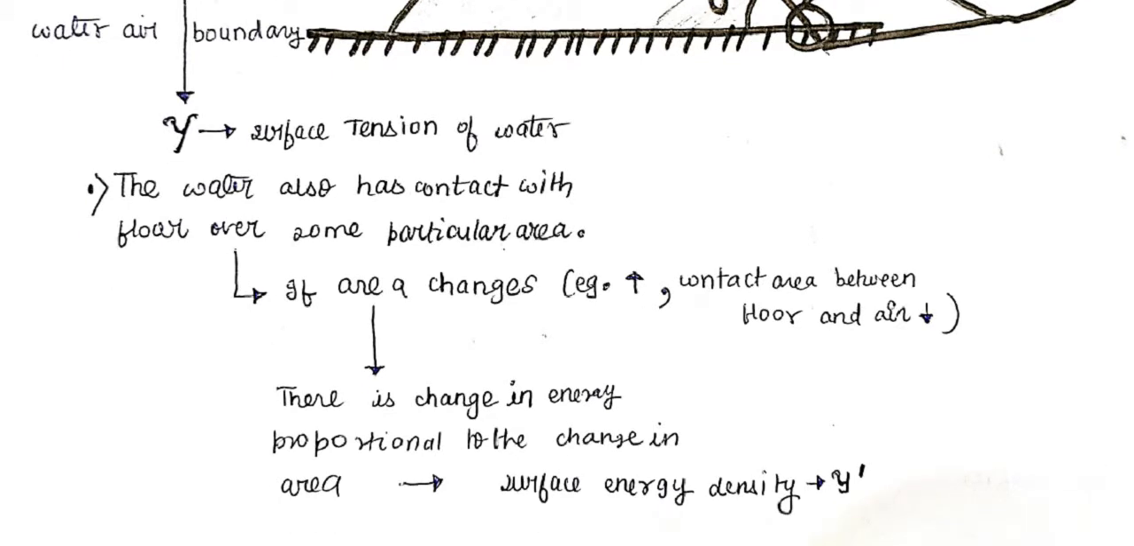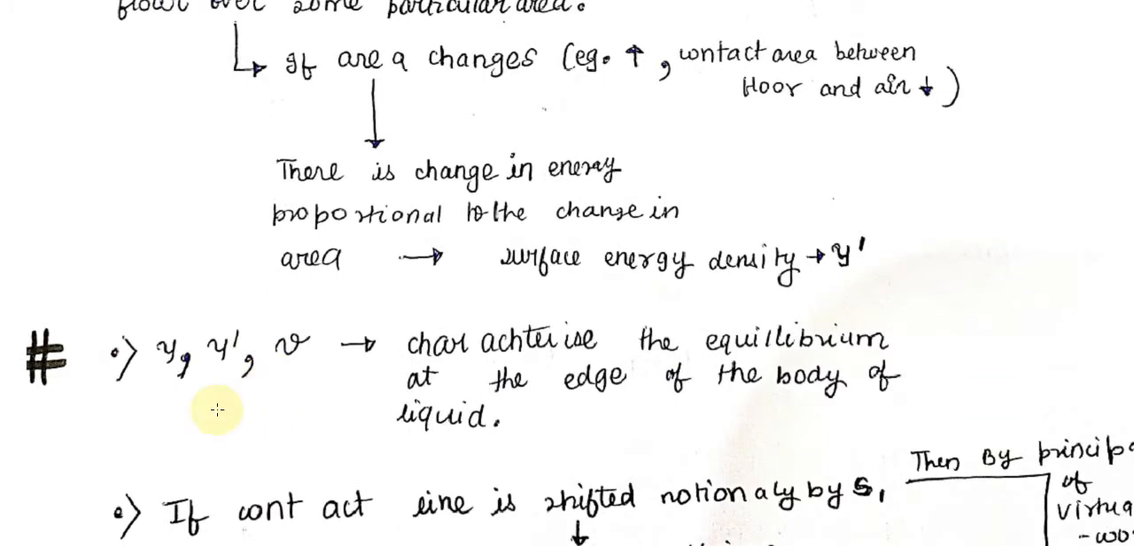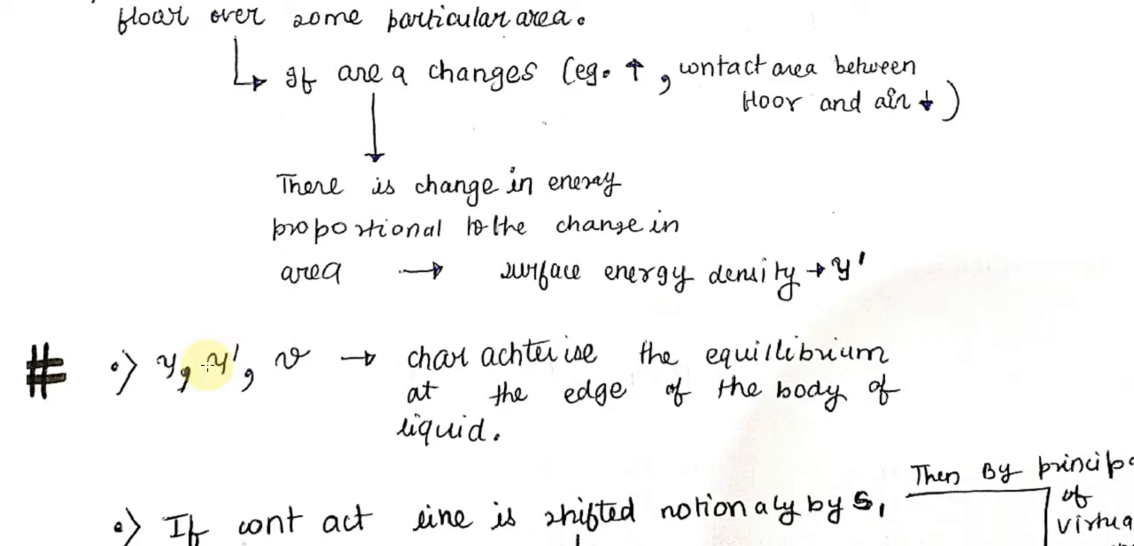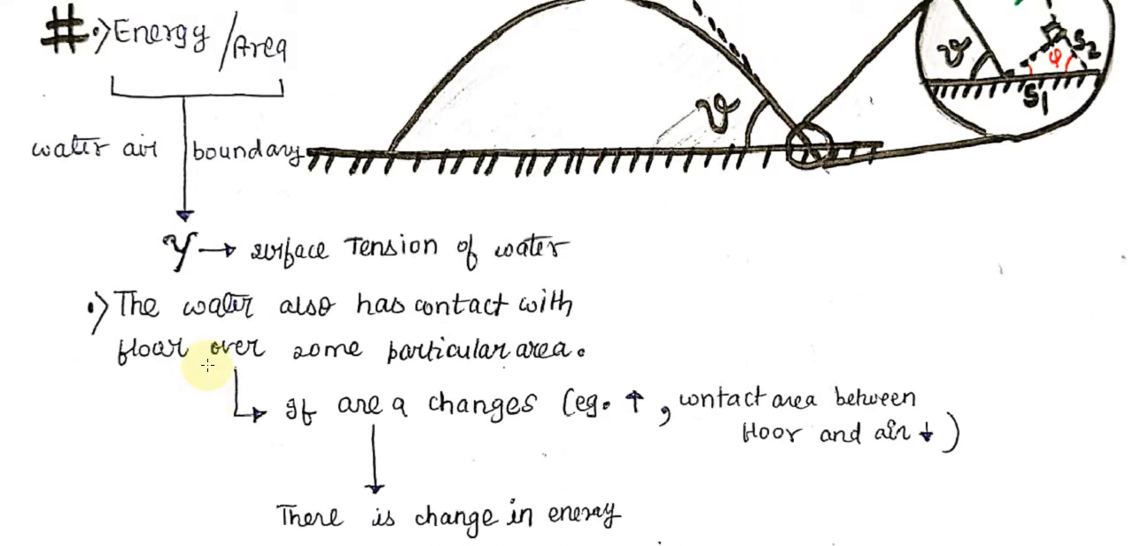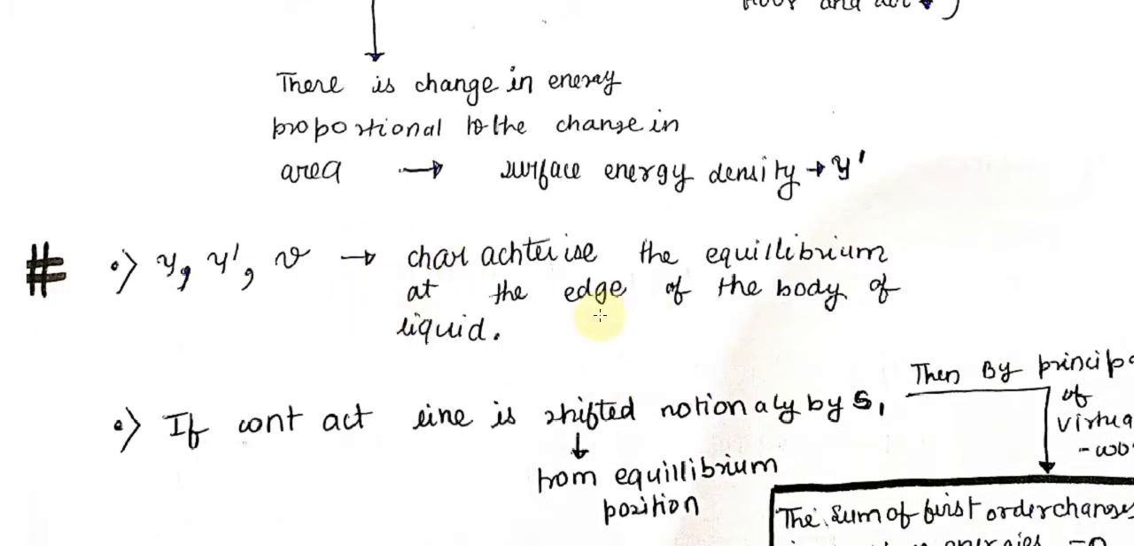So first of all, we should know that there is an energy change proportional to the change in area. The water has contact with the floor over some particular area. If the area changes, as we already discussed, there is a change in energy proportional to the change in area, with surface energy density gamma dash. So gamma dash and nu, the contact angle, and the surface energy density are proportional to the change in area, and gamma is the energy per unit area at the water-air boundary. They characterize the equilibrium at the edge of the body of liquid.